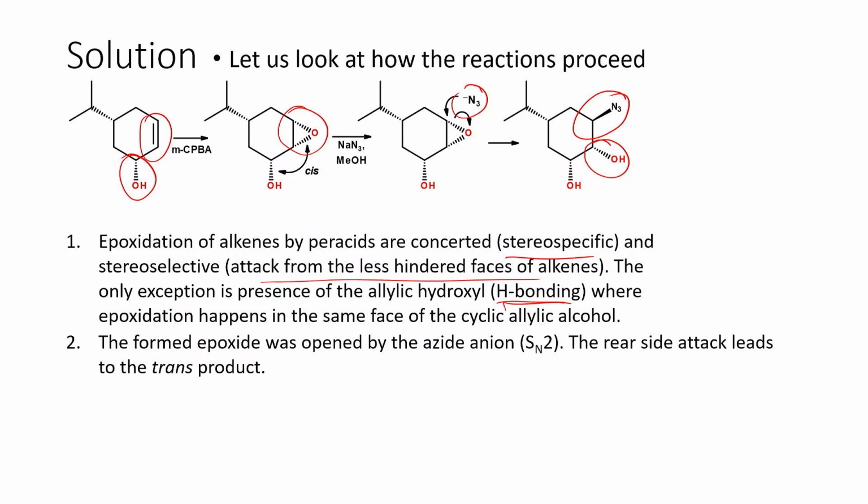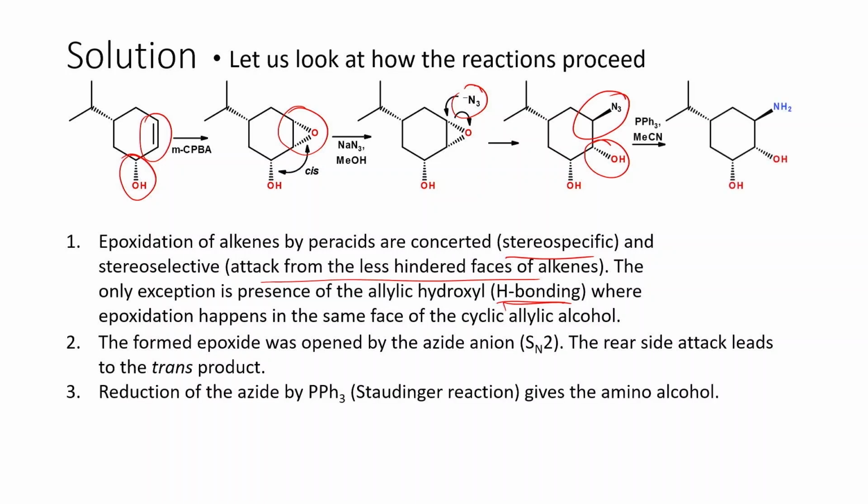So this SN2 attack is very similar, and the next step is the reaction with triphenyl phosphine. The triphenyl phosphine actually converts the azide into an amine, and here there is no change of stereochemistry. So the azide stereochemistry is retained in the product also. So we end up with the amino alcohol.